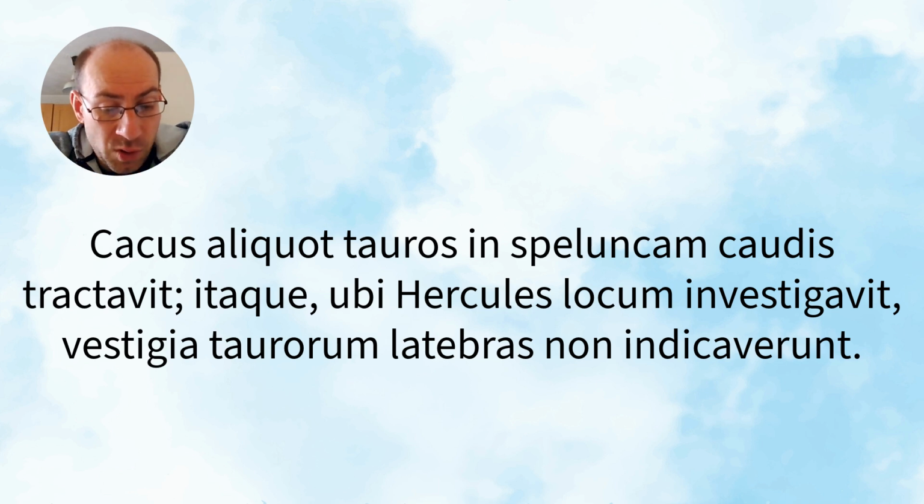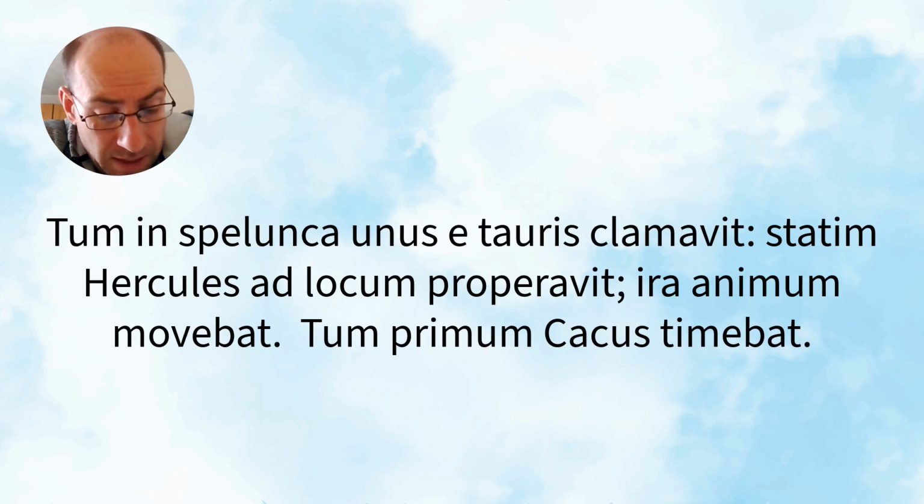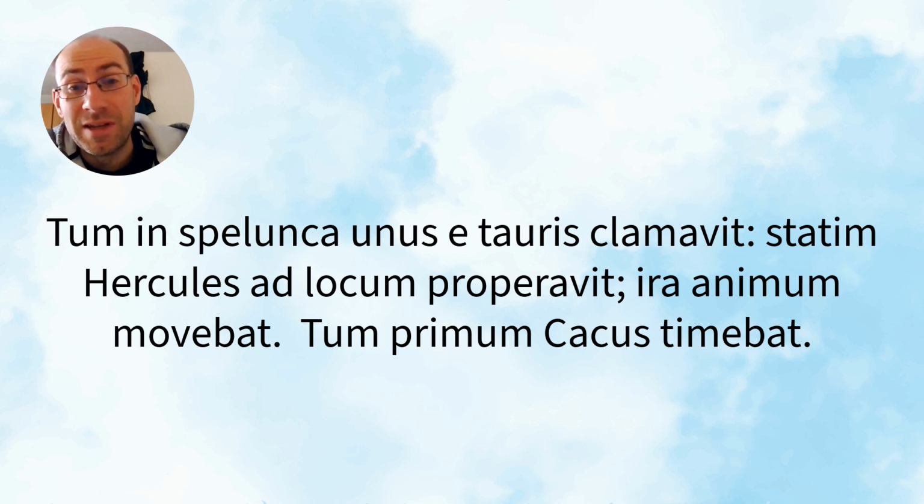Okay, next bit, pause. Tum, in spelunca, unus e tauris clamavit, statim Hercules ad locum properavit, ira animum movebat, tum primum Cacus timebat. Right, tum, at that time, then, in spelunca, now this is an ablative because it's just where it's located, in the cave, unus e tauris, one of the bulls.